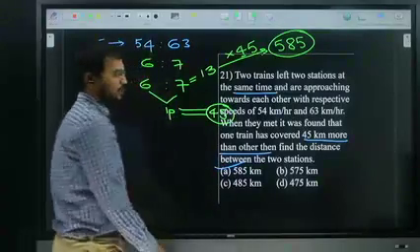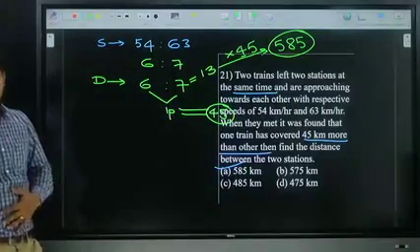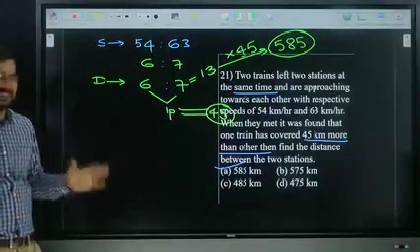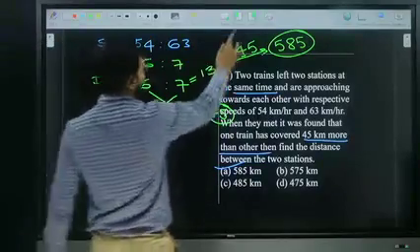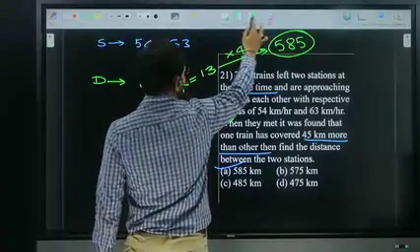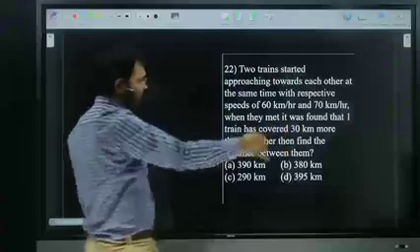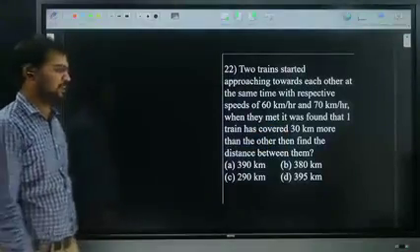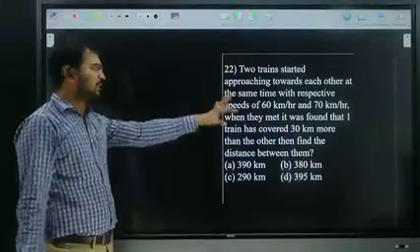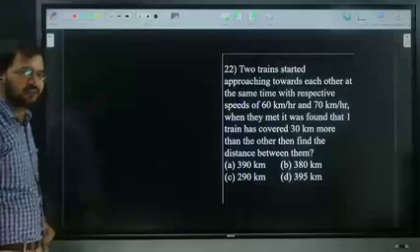Now I will ask one question. Are you ready for the challenge? Similarly, try to solve this question, all of you. What is the answer for this question? I need the answer for this question.